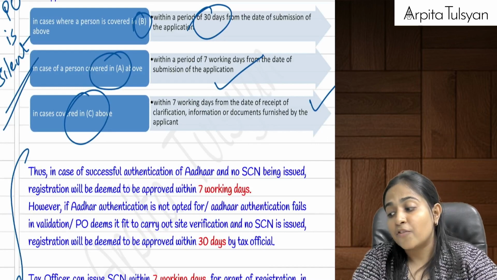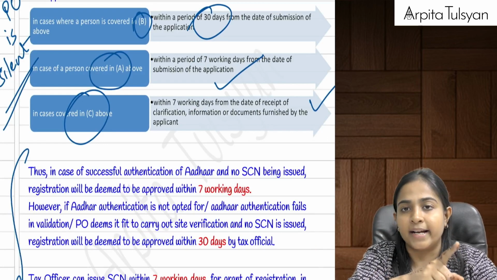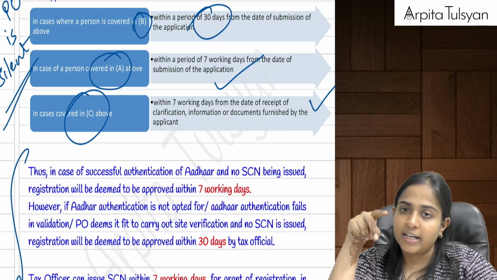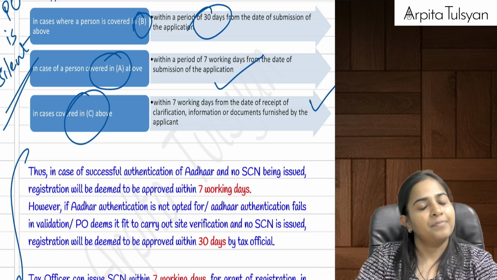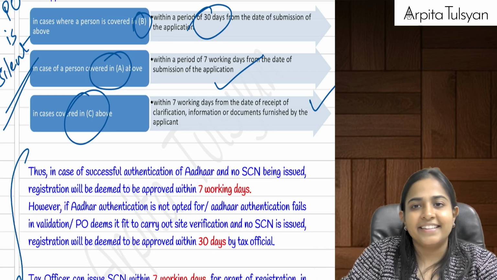In case of Aadhaar authentication, within 7 days it should be done. If not done, deemed approval. In case of physical site verification, it was supposed to be done within a time period of 30 days. If not done, deemed approval. Are you clear with this? Yes.